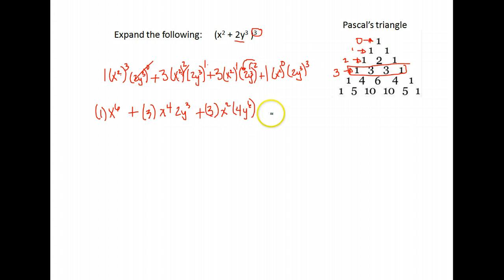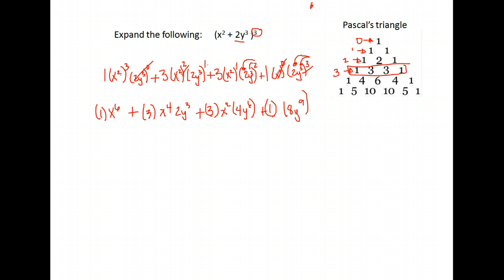And finally we have 1 times, anything to the 0 power is just 1, and then 2y to the third, again, remember to cube both parts, okay, 2 to the third is 8, and y to the third, you multiply your exponents, that gives you y to the ninth.